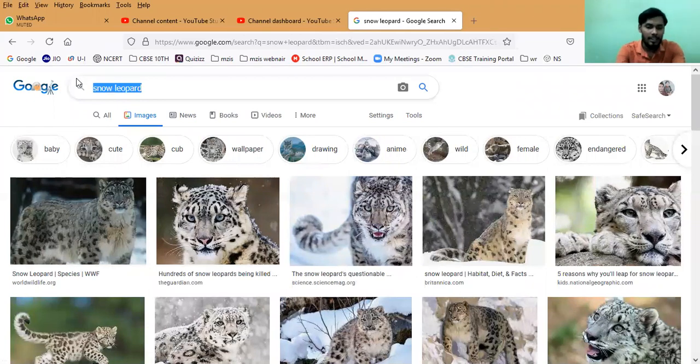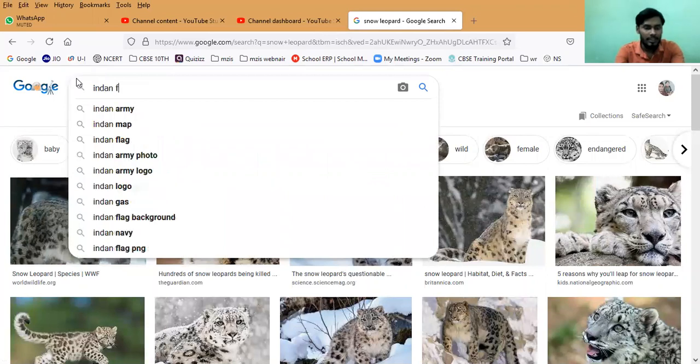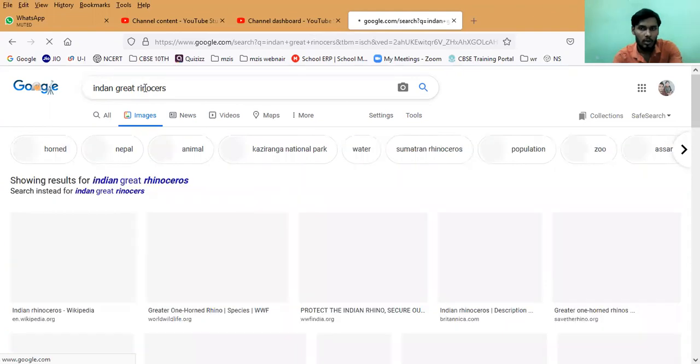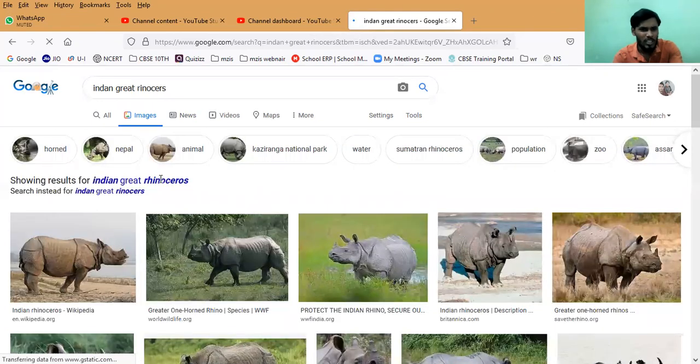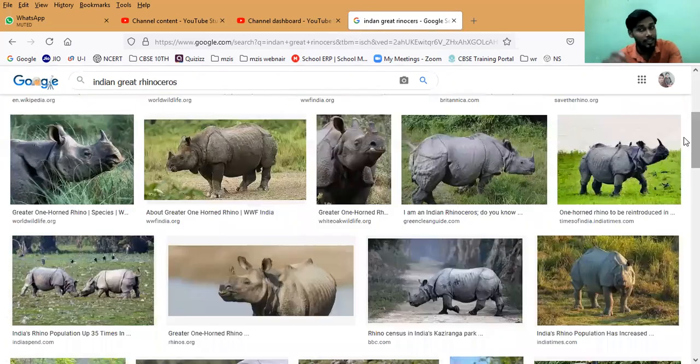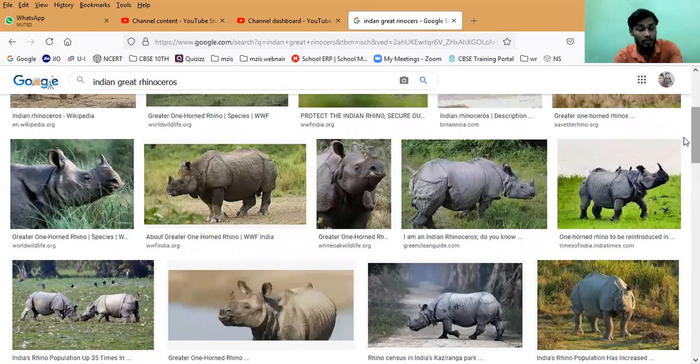Next, Great Indian rhinoceros. Sorry, wrong spelling, but it will come. No issues. Only two are there. One died recently, only one is remaining now. Very less. You know that they can even create ultrasonic sounds. They can hear even very low decibel sounds. That is a specialty of this rhinoceros.